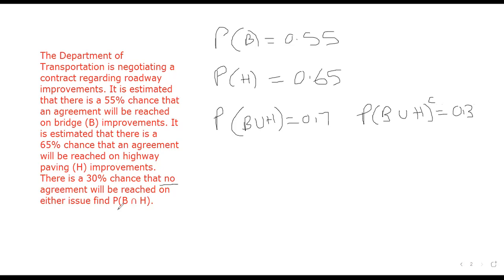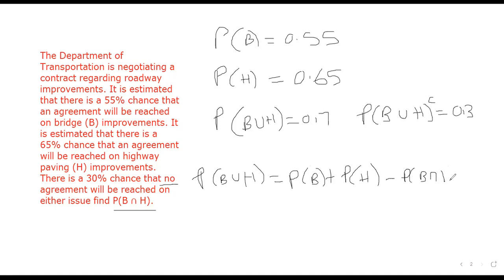So now they're asking us to find B intersection H. We know that the formula for B union H using the set notation is the probability of B plus the probability of H minus the probability of B intersection H. So what's the probability of B union H? 0.7. What is the probability of B? 0.55. What's the probability of H? 0.65. Then what we're looking for is the intersection, B intersection H.